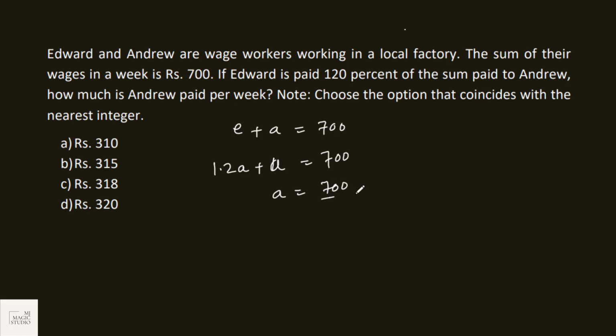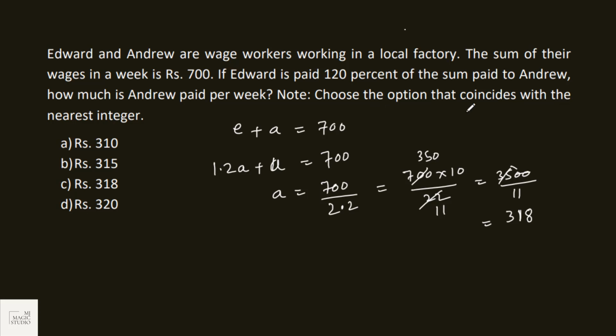A equals 700 divided by 2.2. That would be 700 into 10 divided by 22, that is 350, 3500 by 11. It goes like 3 times 11 is 33, 320, then 1 times 98. Choose the option that coincides with the nearest integer, 318. 318 point something, but it will not reach 320. So mark 318, option C.